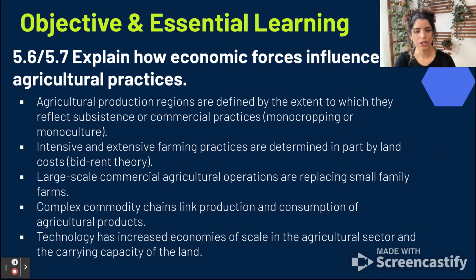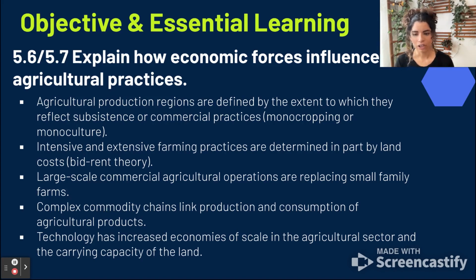Also, large-scale commercial agricultural operations are replacing small family farms. So we're seeing more and more businesses buy up smaller farms, smaller pieces of land, and then putting that together and having these huge commercial farms. Complex commodity chains link production and consumption of agricultural products. That's just talking about trade. We're going to hear a little bit more about that also in 5.9.